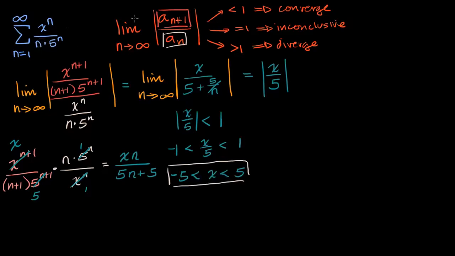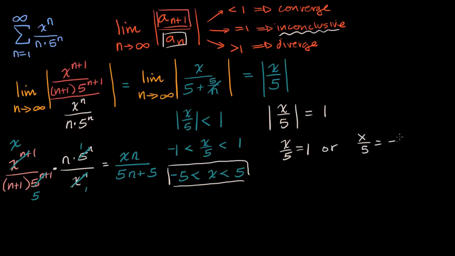But we're not done yet. We have to think about the inconclusive case. So let's think about the scenario where the absolute value of x over 5 is equal to 1. Or another way of thinking about this means that x over 5 is equal to 1, or x over 5 is equal to -1. And this means that x is equal to 5, or x is equal to -5. So these are the two inconclusive cases using the ratio test.